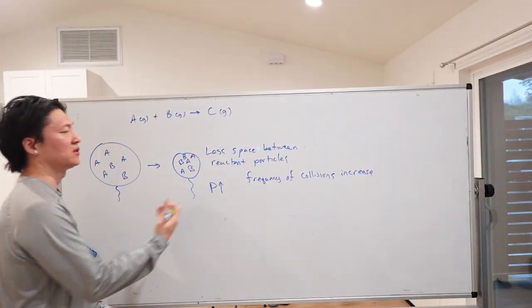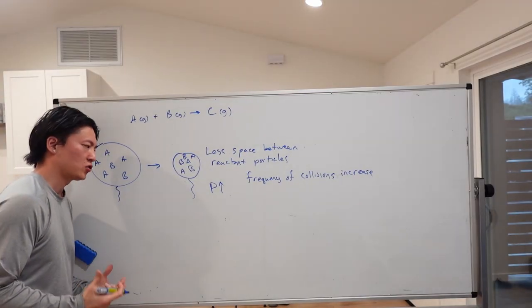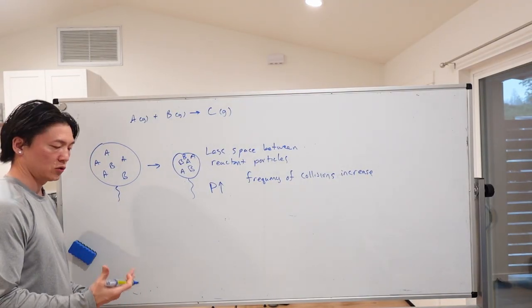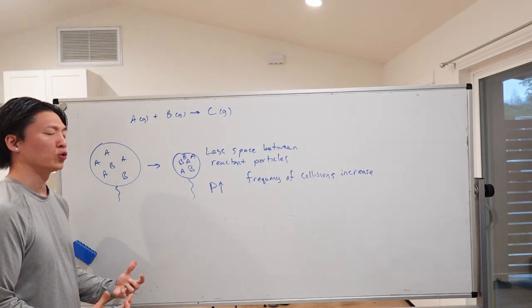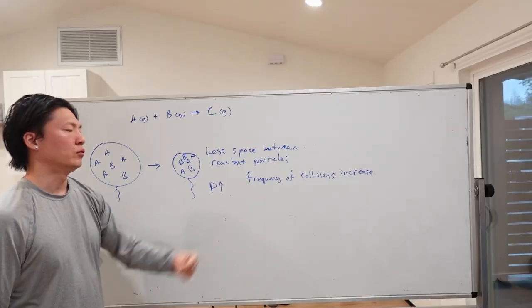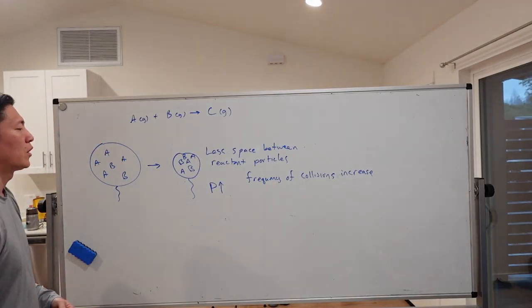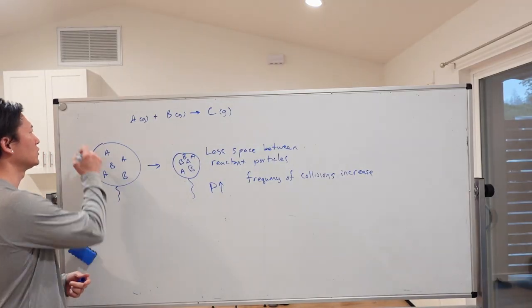Now, this was the same case with increasing the surface area of solid reactants, because if you increase the surface area, there are more surface sites for collisions to occur on, also increasing the frequency of collisions. So this has to do with pressure. This is number 2.